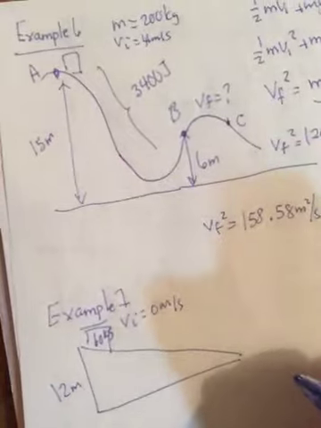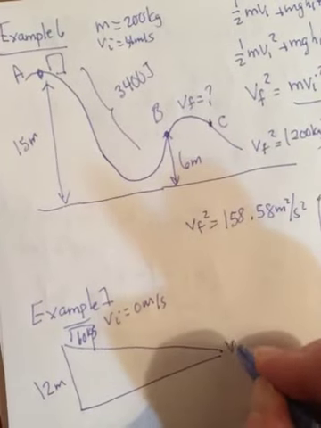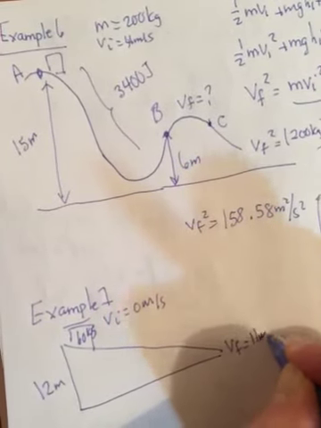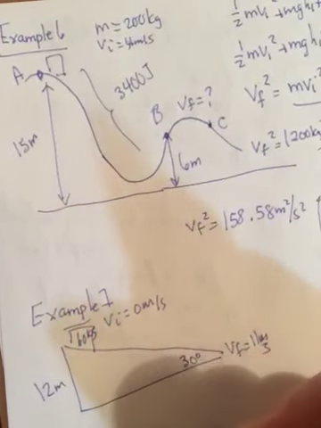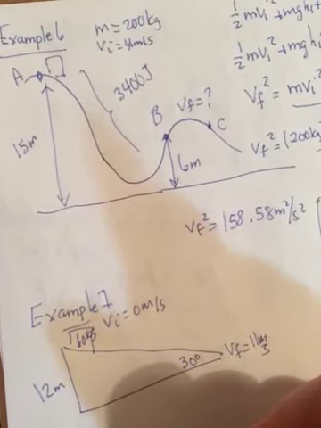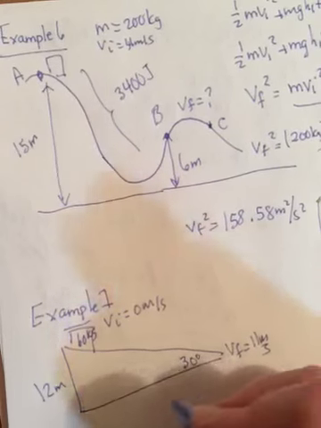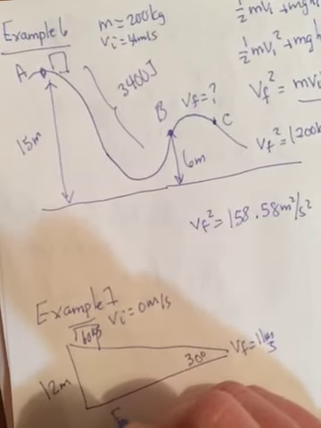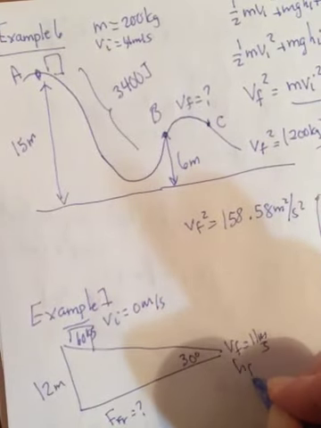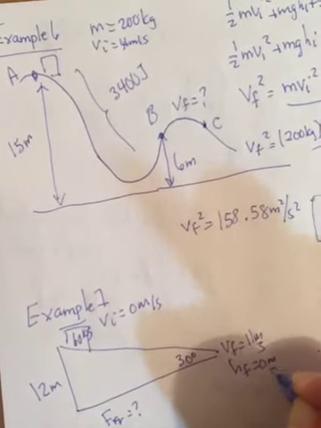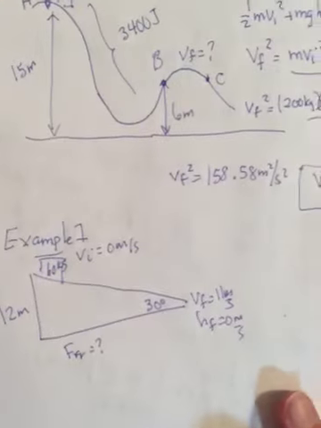When the person reaches the bottom, they're traveling, so VF, 11 meters per second. If the slide is angled at 30 degrees, what is the force of friction acting on the person as he goes down the slide? So we're looking for friction. The H final down here will be 0. So the first step is to find E lost.